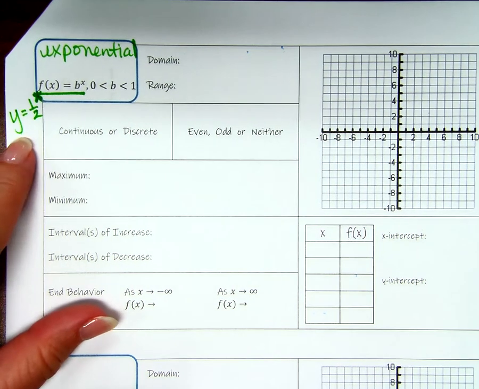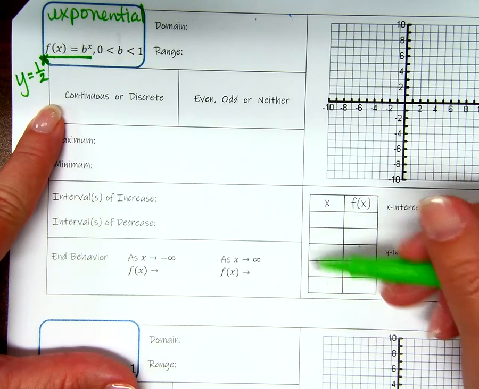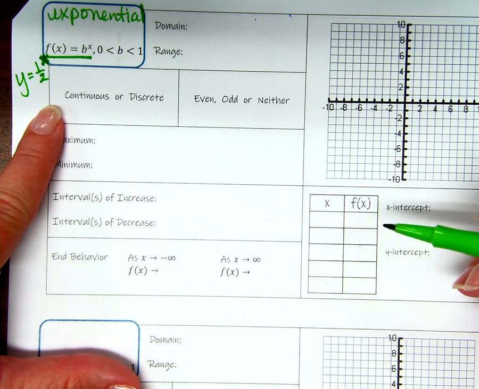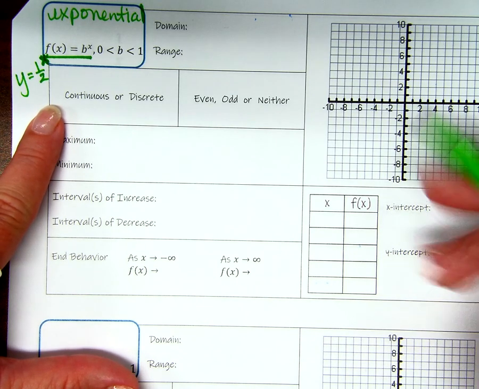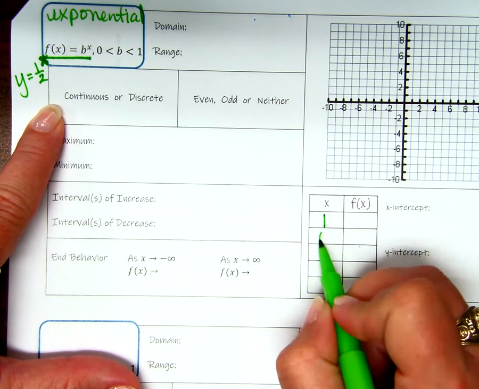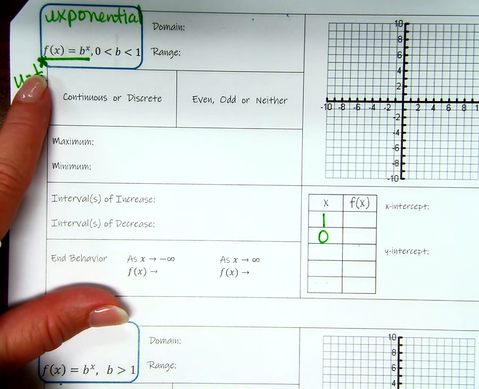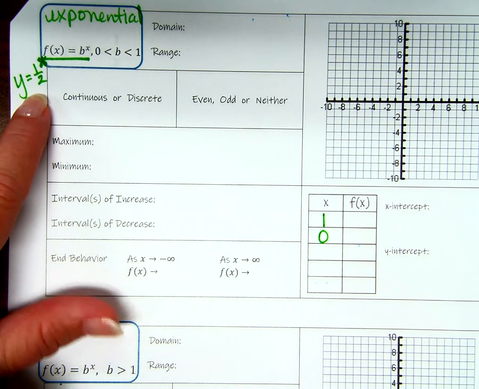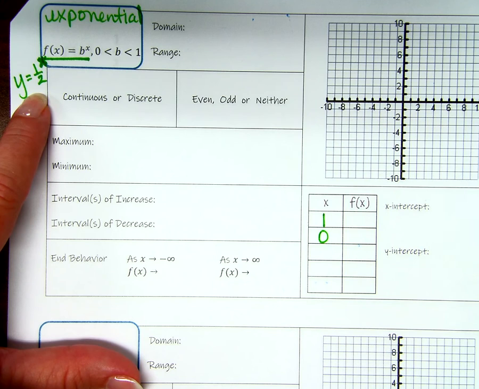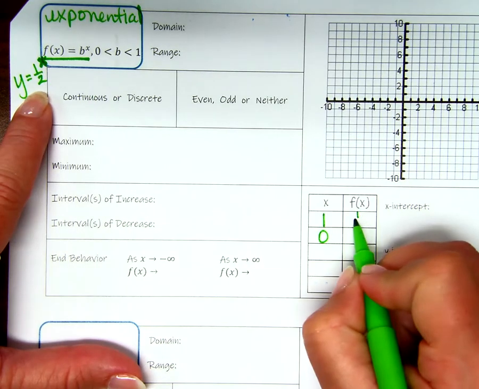So if I choose y equals 1/2 to the x power, what do you think our smart values are for us to choose for the table? What are two that are always good? Almost always, I should say. 1 and 0, right? So let's go ahead and choose 1 and let's go ahead and choose 0. Now, anything to the first power is just itself, right? So 1/2 to the first power is just 1/2.